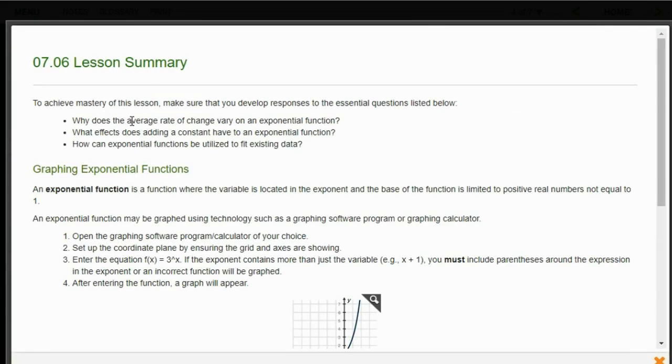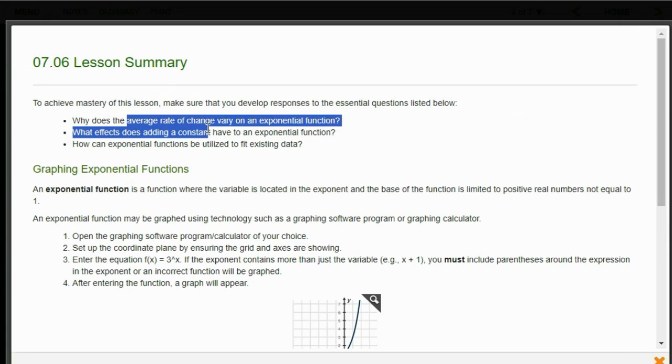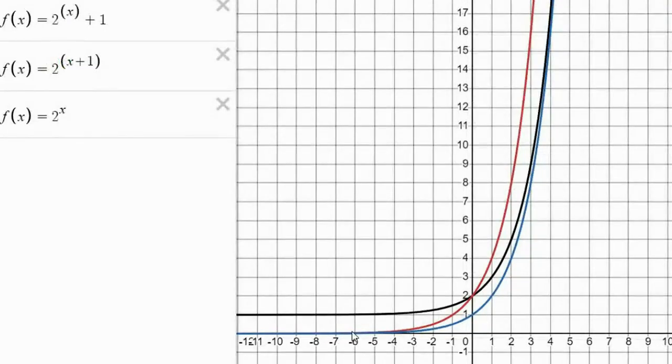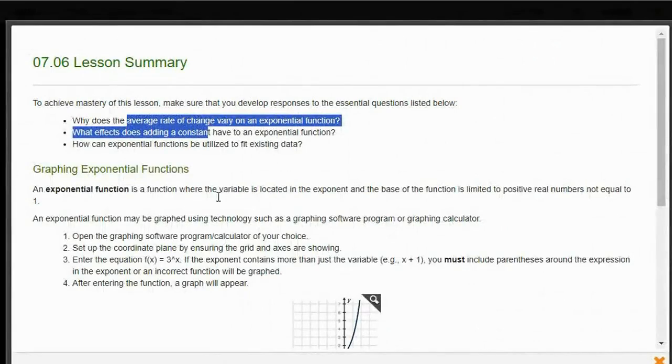What's the average change? Why does the average rate of change vary? Well, it's easy to see what varies because right here, the slope is very low. The slope's getting steeper and steeper. So the average rate of change between two points down here is going to be very small. Between two points here, it's going to be very big. Or, you know, it's going to vary a lot.